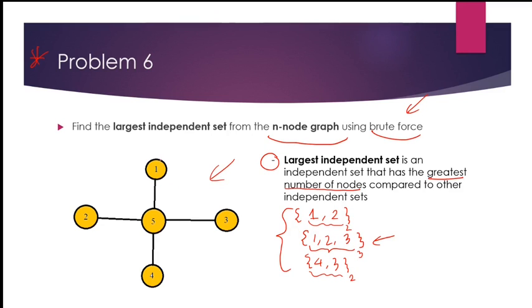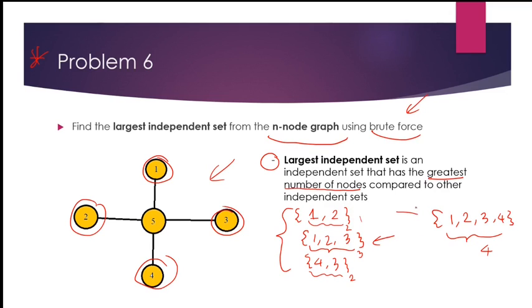So for this graph right here, the largest independent set that you can find is the one that contains node 1, node 2, node 3, and node 4. So 1, 2, 3, 4. And you can see in this set, any possible pair doesn't have any common edge, if you look at the graph right here. This set also contains 4 nodes, which is very large compared to those 3 on the left. So this is going to be your largest independent set from this graph.